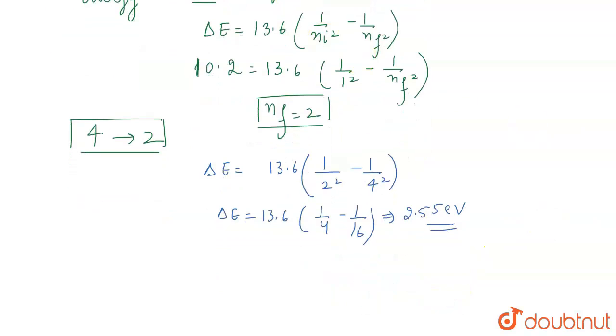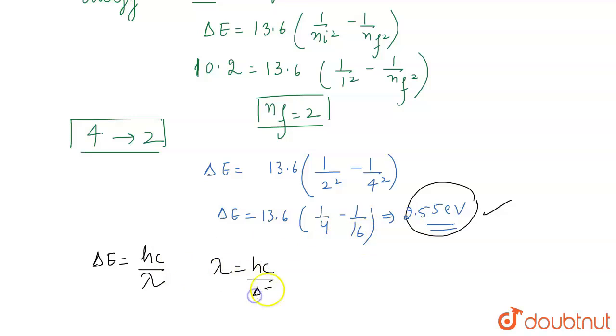Now we have to also calculate the wavelength, right? This is the answer for one part of the question. We have to calculate the wavelength also. So delta E is equal to hc by lambda. We have to calculate lambda here. So lambda will be hc by delta E.